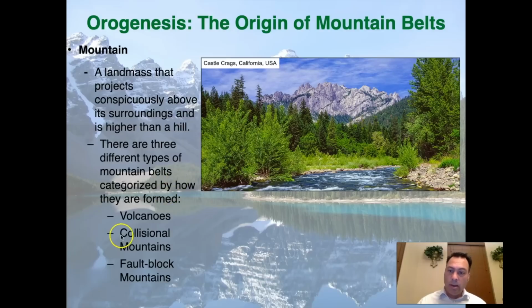The other ones are the collisional mountains. Collisional mountains are some of the highest elevations on planet Earth. They're not necessarily the tallest mountains, but collisional mountains are where we have two land masses sliding into each other and there's no place to go but up. And so that's what they do.